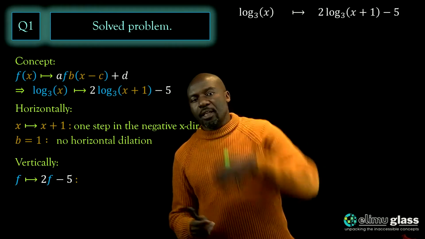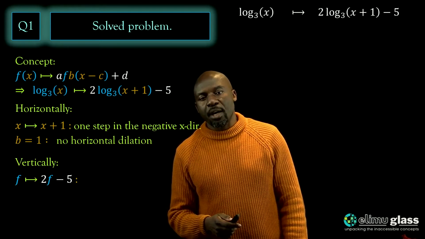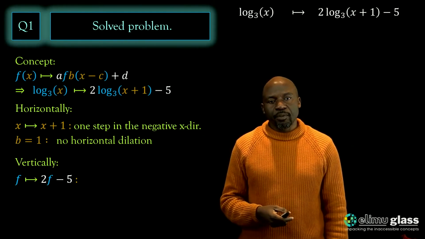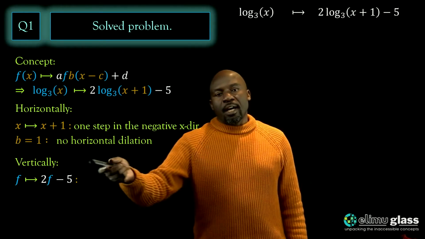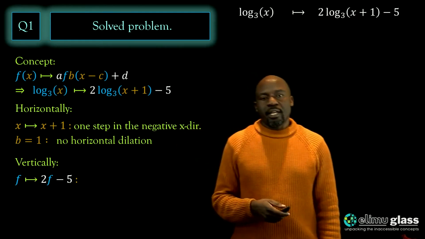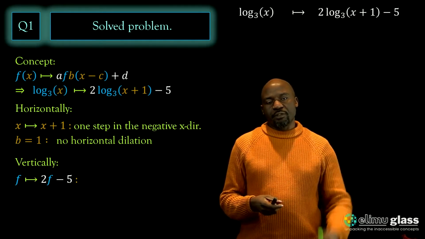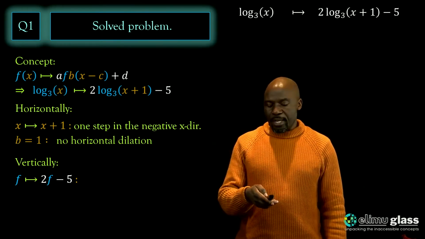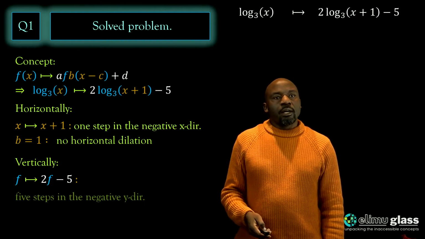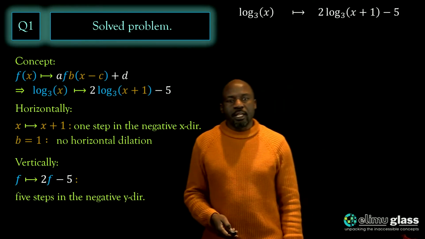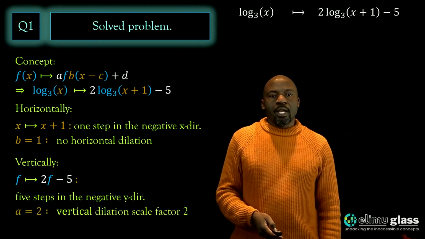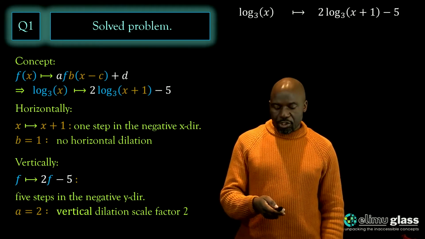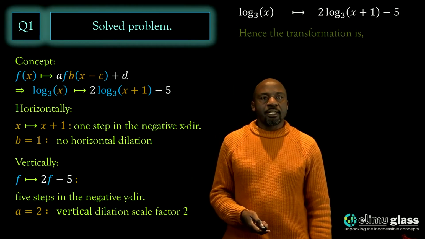It's stretched vertically. In the IB, we say dilation, so there is a dilation of scale factor 2 in the y direction. And minus 5 tells me that there is a translation of negative 5. That means a shift of negative 5 in the y direction. Okay, we can write that down. So 5 steps in the negative direction, that is the translation, and a vertical dilation, that means a stretch in the y direction of scale factor 2, and that becomes our answer.